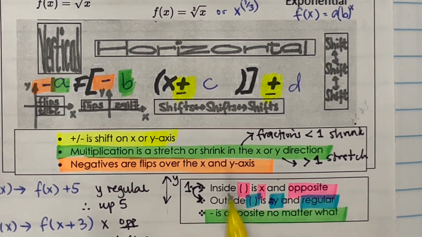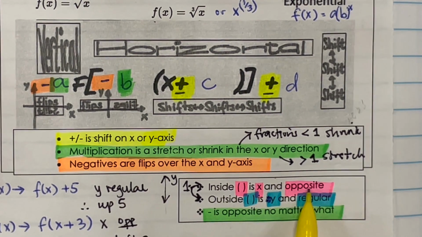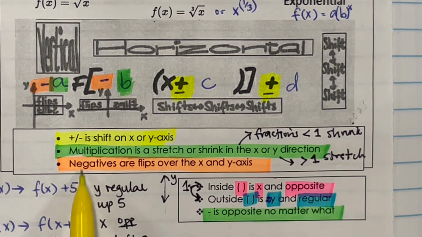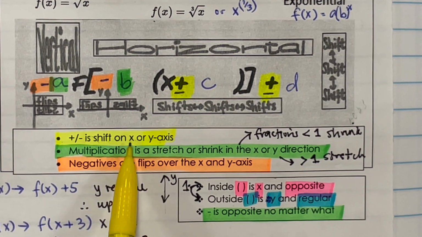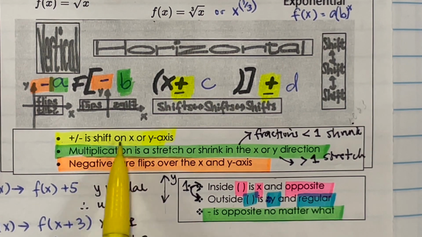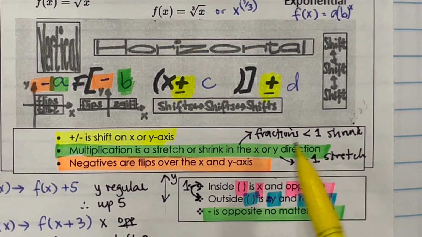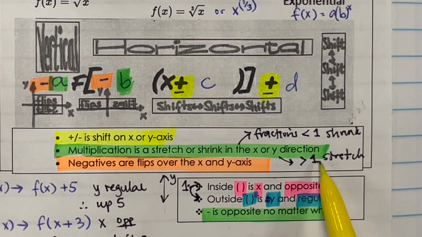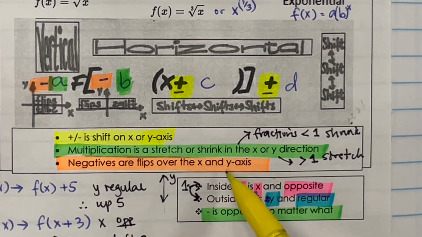The first one you're asking is if it's inside, outside, or if it's a negative. All right, if it's inside, it's x and opposite. Outside, y and regular. If it's a negative, it's opposite no matter where it is. Once you ask this question, you then ask this question. If it's pluses and minus, you're shifting on the x or the y axis. If you're shifting on the x, it's horizontally. On the y, it's vertically. If it's multiplication, it's a stretch or a shrink. Remember, fractions less than 1 are shrinks, and anything greater than 1, including fractions like 4/3, is a stretch. Negatives are flips over the x and the y axis. Okay, so you're answering these 2 questions.